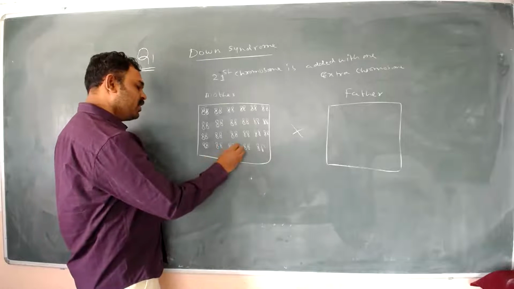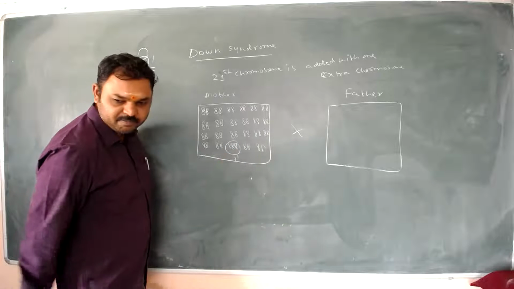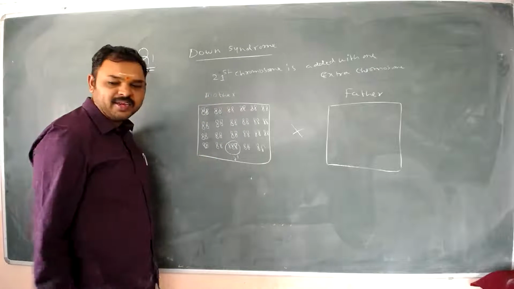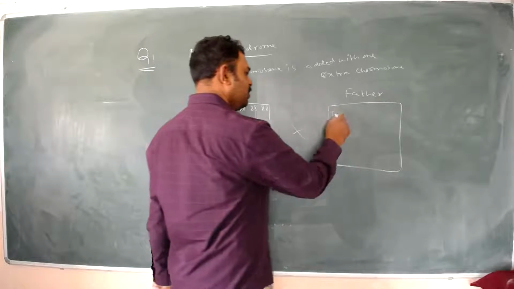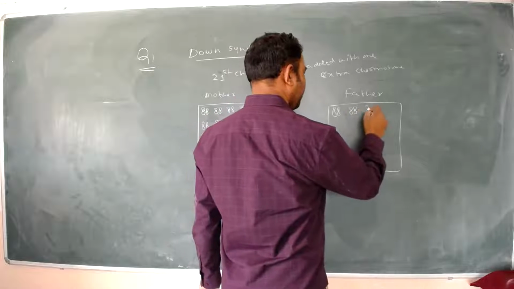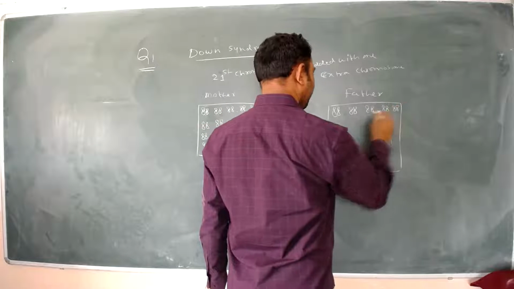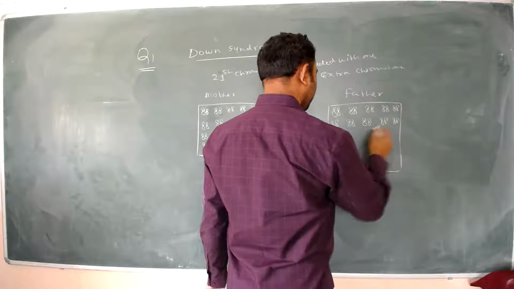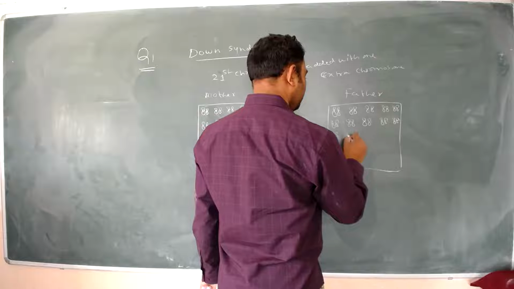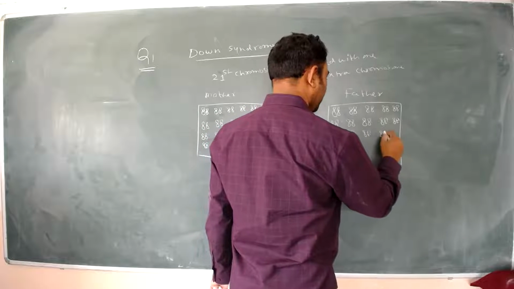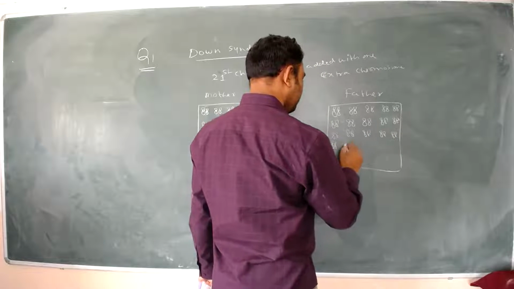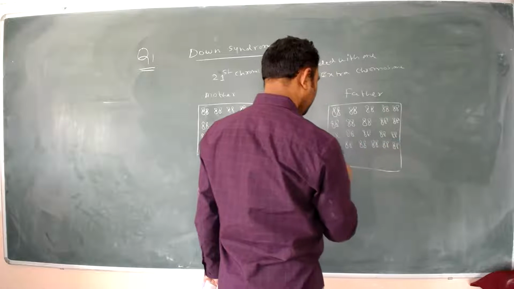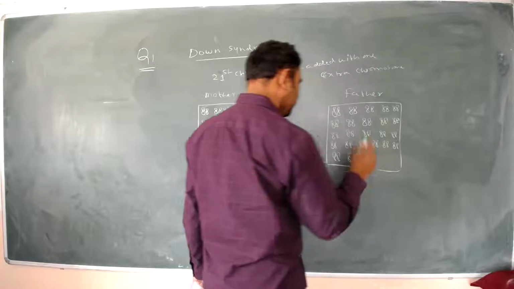What is Down syndrome? Here, the 21st pair has an extra chromosome. This mother has Down syndrome. The father is normal. Father is normal means first pair, second pair, third pair, and so on up to the 23rd pair.